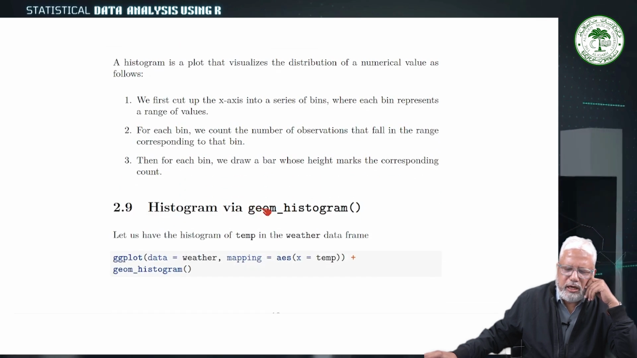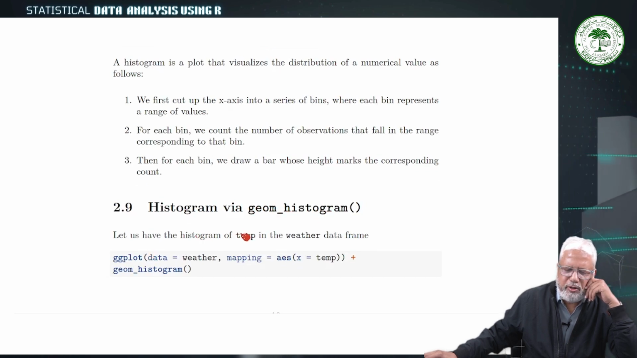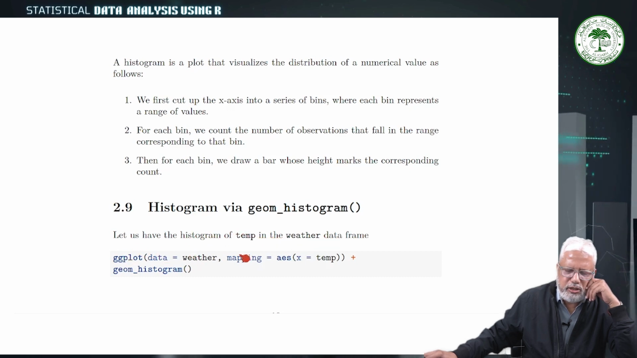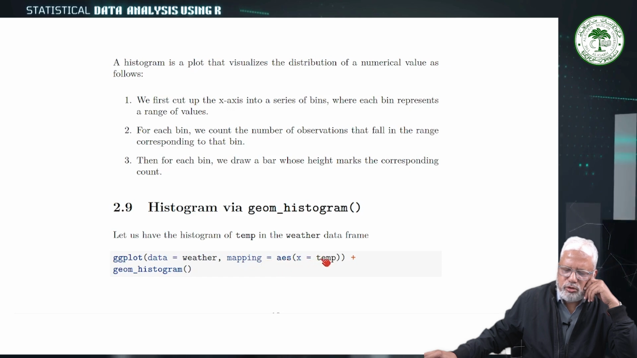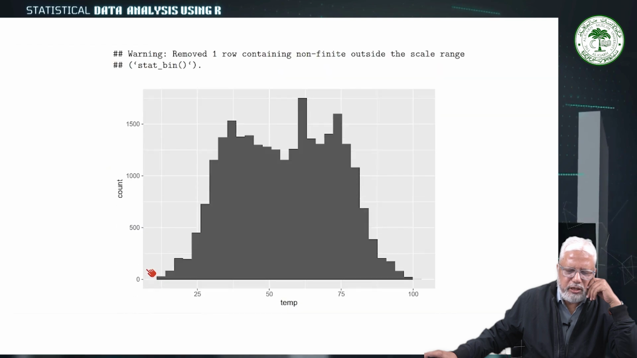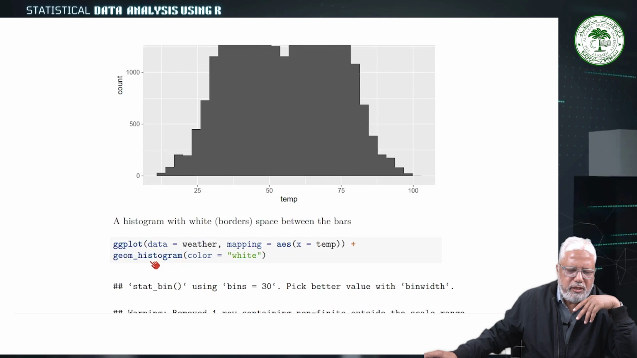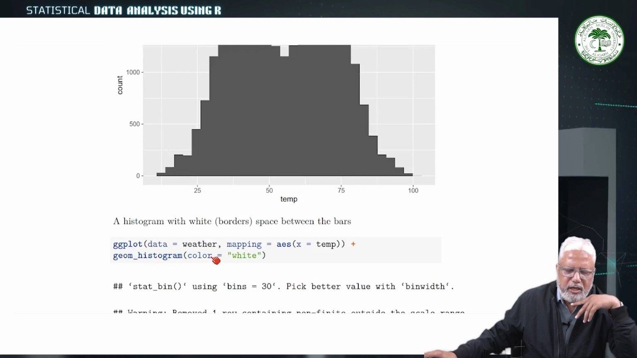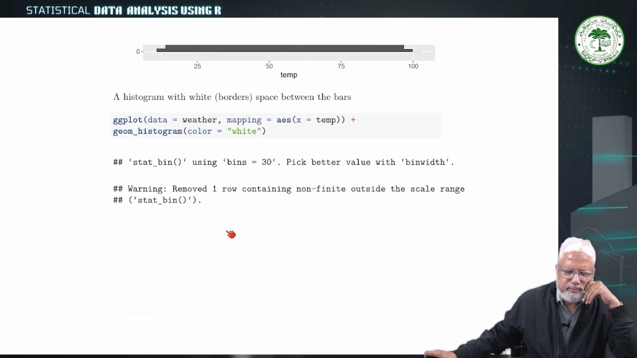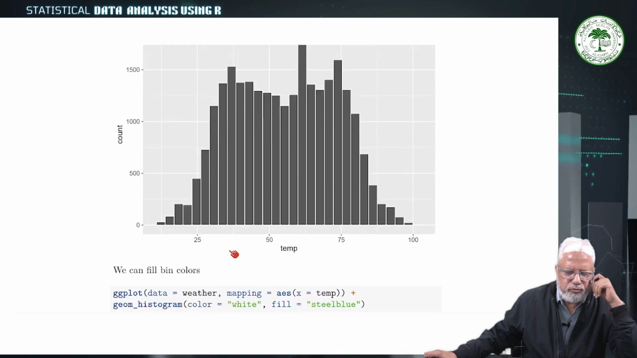Now, histogram via geom_histogram. Let us have a histogram of temperature in the weather data frame. ggplot, data is equal to weather, mapping aes x is equal to temp, plus geom_histogram, and this histogram is here which we have got. But here there is no border. So, what do we have to do? In geom_histogram we have to give the additional argument color is equal to white. So, it gives a white border color.